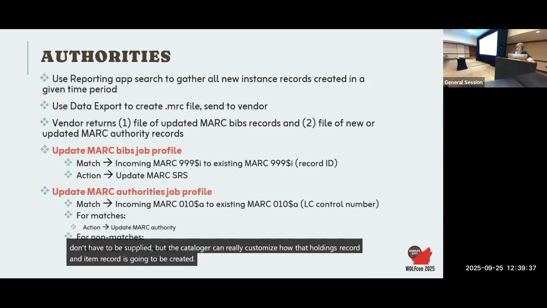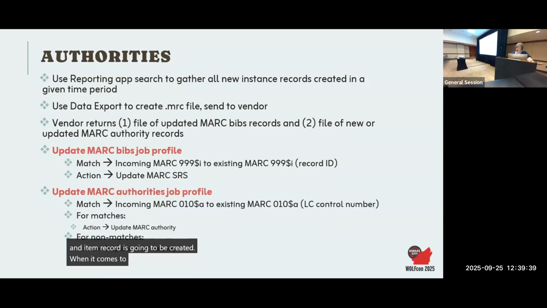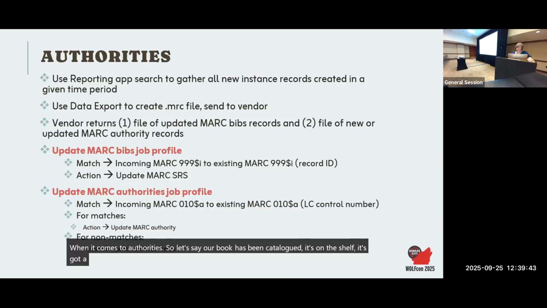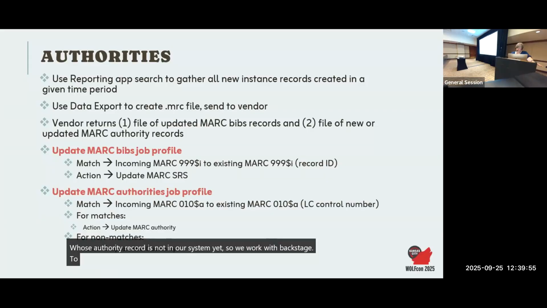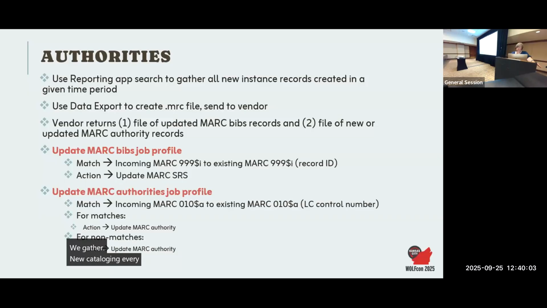When it comes to authorities, let's say our book has been cataloged, it's out on the shelf, and it's got an author whose authority record is not in our system yet. So we work with Backstage to process authorities. We gather new cataloging every month, send it to Backstage, and they send us spec files that need to be loaded in.